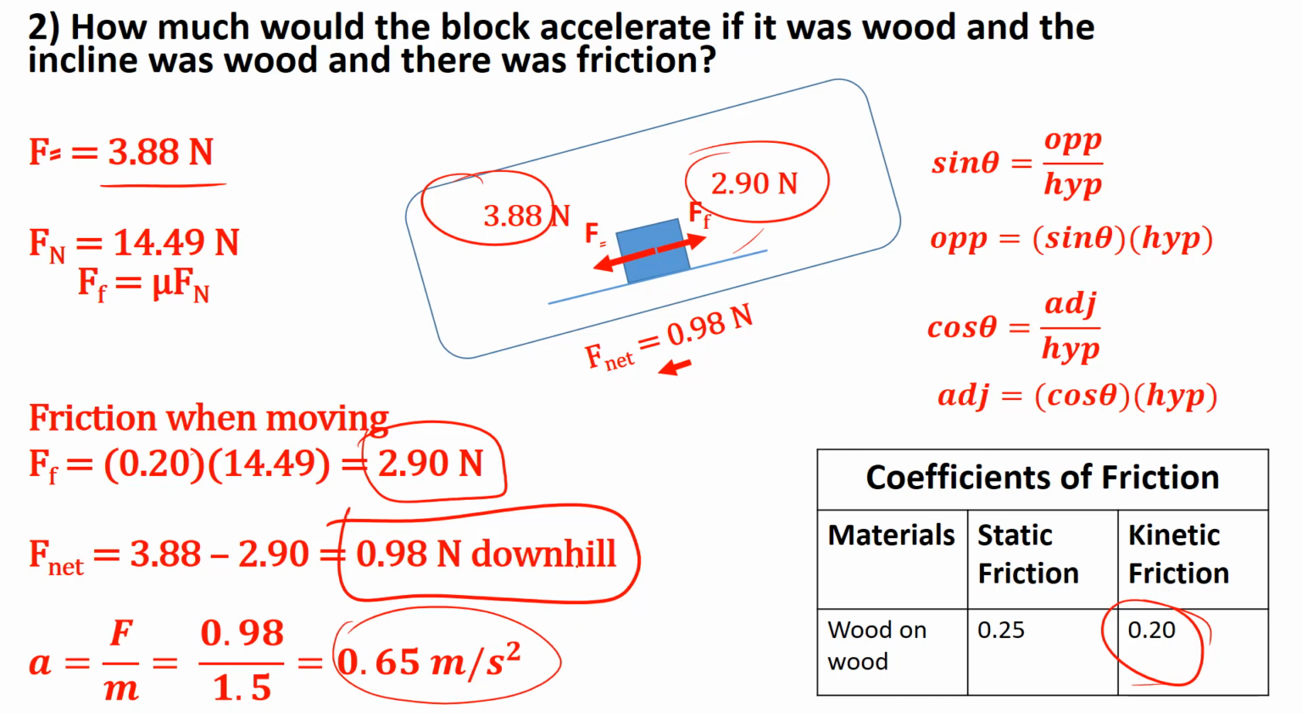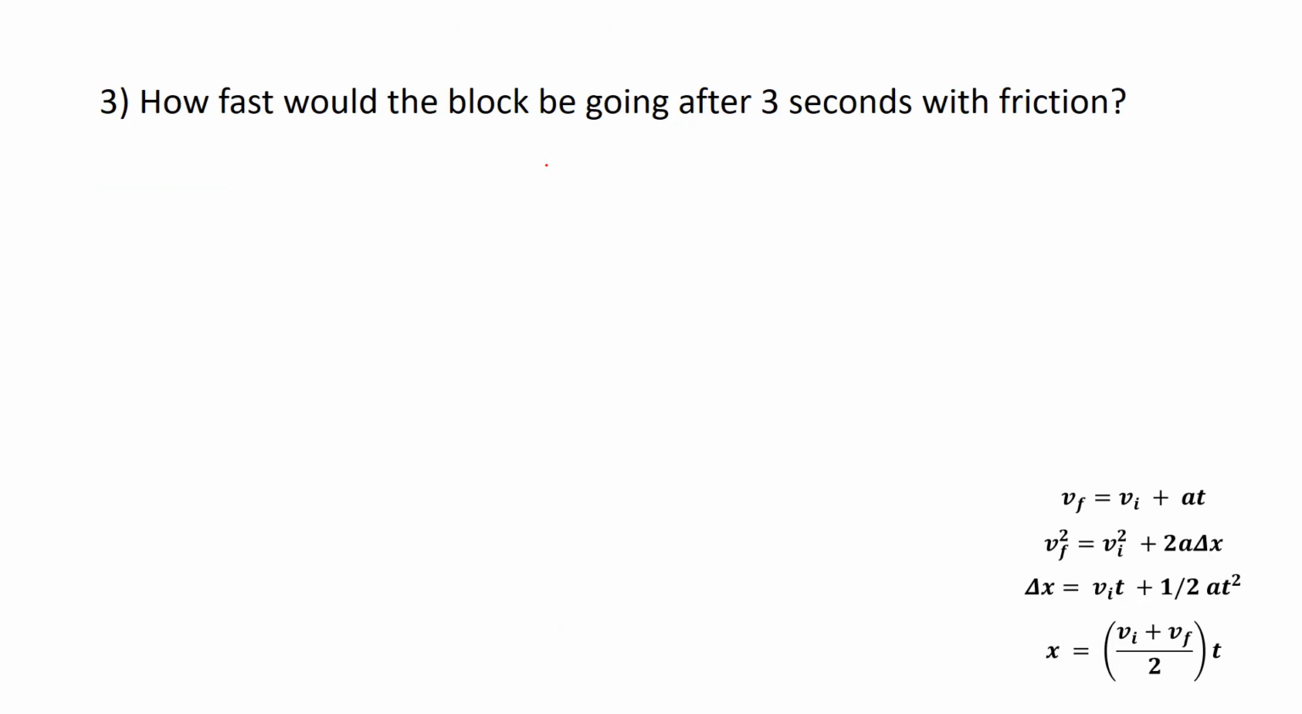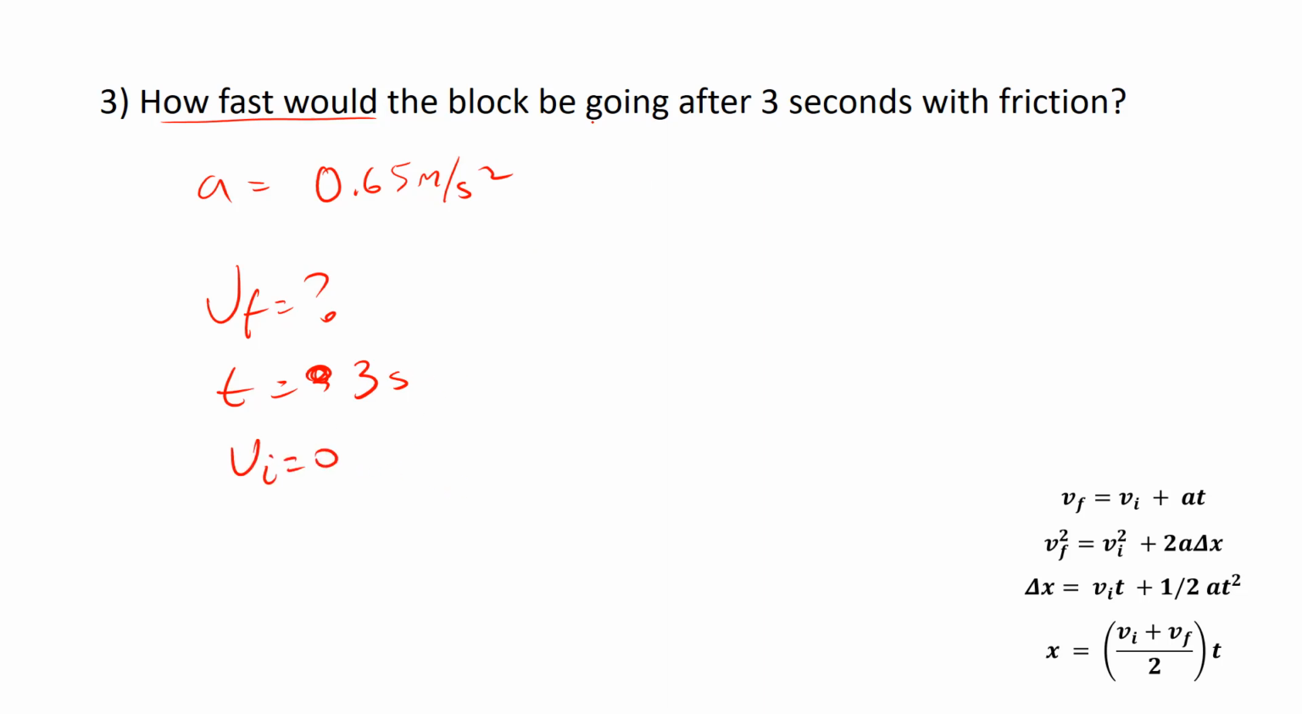A lot of curveballs they can throw at you in questions, but this is the basic kind of problem you do. Often there's going to be a second part to it. So let's take this acceleration, 0.65 meters per second squared. There's your acceleration. How fast would the block be moving after 3 seconds? And if you don't hear otherwise, you're going to have a Vi of 0. So here you're starting from rest. How fast is it going 3 seconds after it started moving?